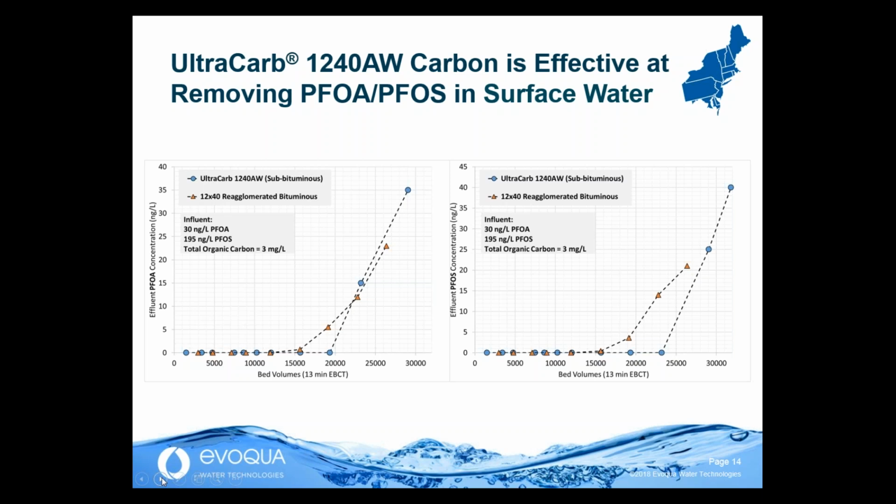Important thing here to keep in mind is that we have about 3 milligrams per liter of background organic matter, and that does impact the carbon performance. It's almost guaranteed that as the TOC increases, the performance will decrease because of the competition for the sites on the activated carbon.